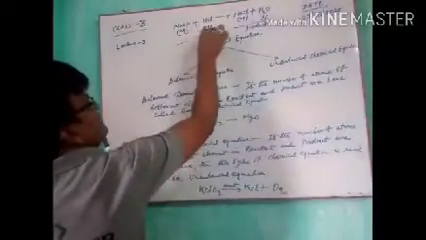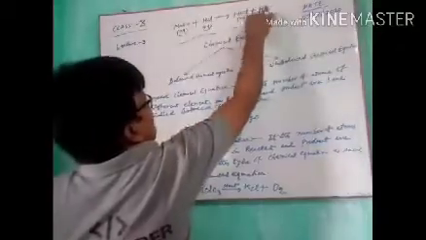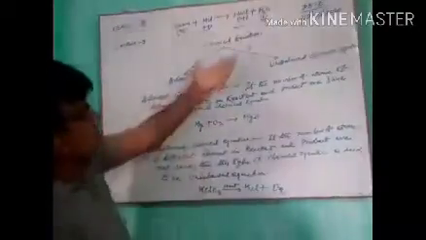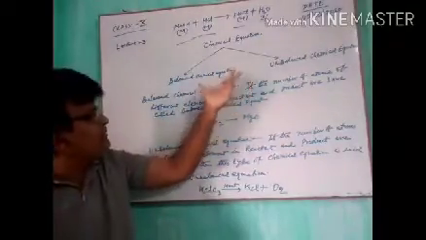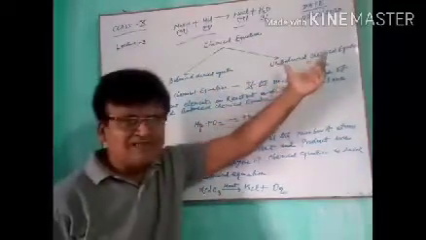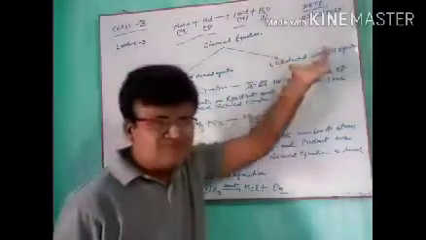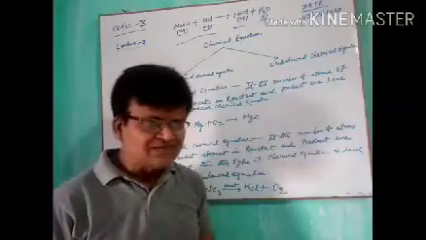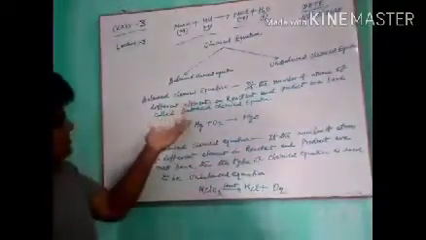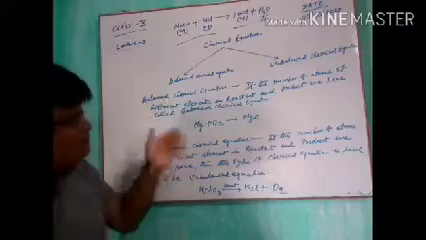Now we are coming to the types of chemical equation. Chemical equations are further classified into two types: balanced chemical equation and unbalanced chemical equation. Balanced means santulit, unbalanced means asantulit. An unbalanced chemical equation is also called a skeletal chemical equation. Now I am going to describe them one by one.